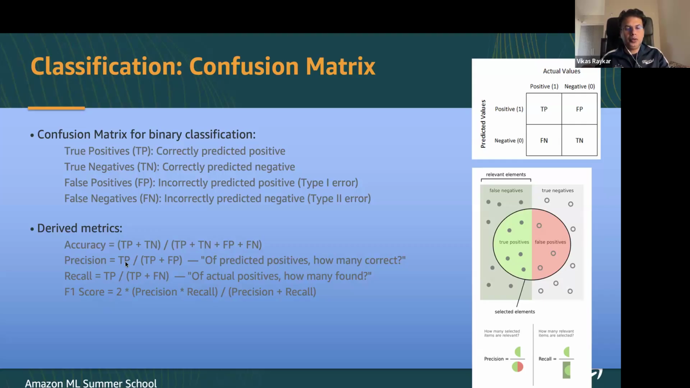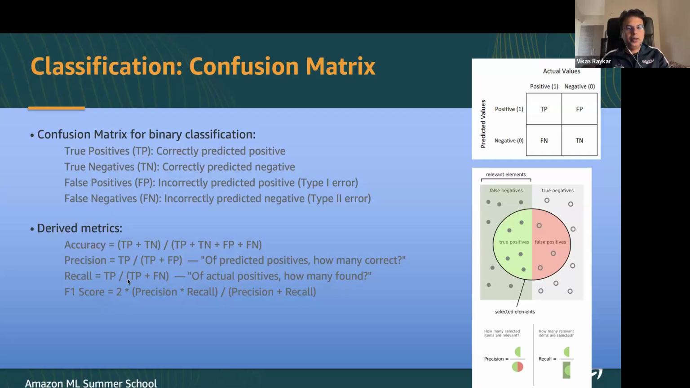The other two metrics are precision and recall. Precision is true positives divided by true positives plus false positives. That is, of all the predicted positives, which is TP plus FP, how many are correct? So how precise you are. Recall is TP by TP plus FN, where of all the actual positives, how many were you able to correctly predict.